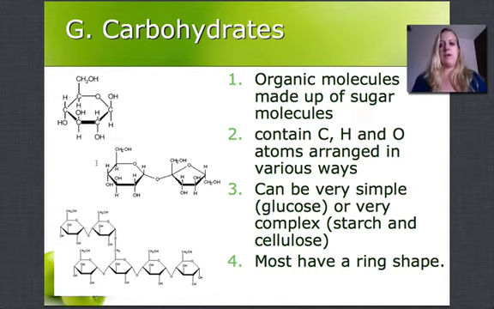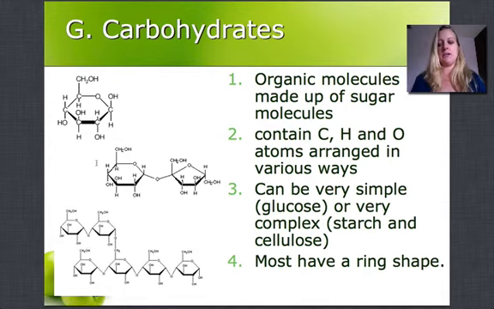All right, so carbohydrates. Carbohydrates are organic molecules made up of sugar molecules. They only contain carbon, hydrogen, and oxygen, and they can be arranged in very different ways. If you look at the ring structures, you'll see some common ways that we can arrange carbohydrates. Carbo meaning carbon, hydra meaning hydrogen, and anytime you see an ATE at the end of a molecule, that means there's some sort of oxygen at the end.